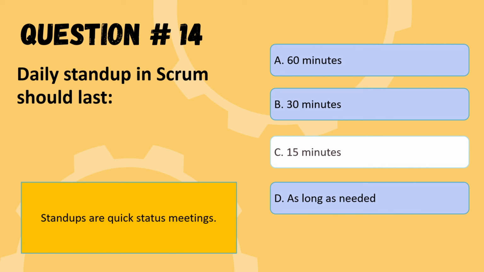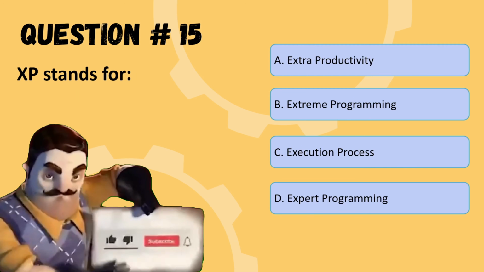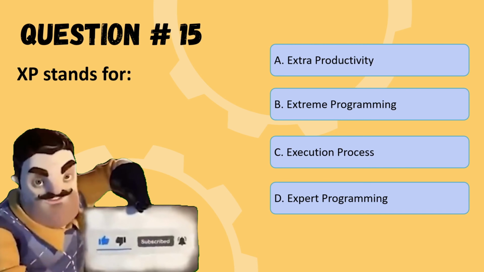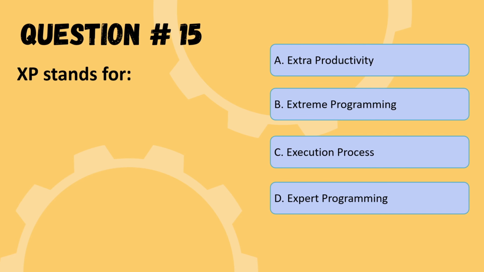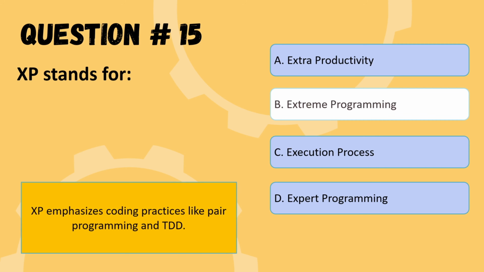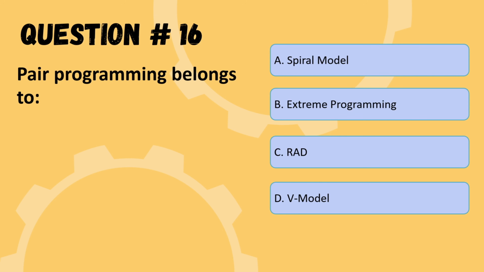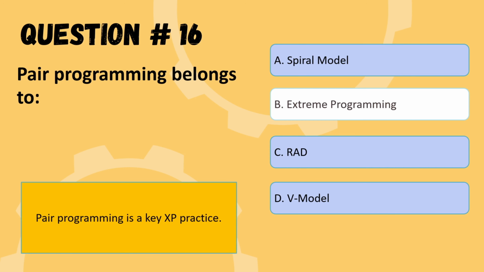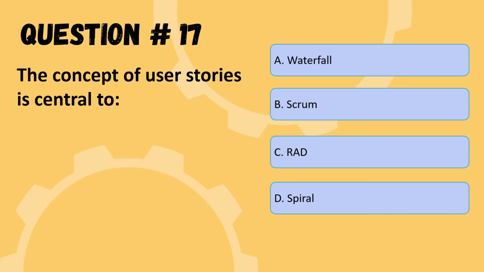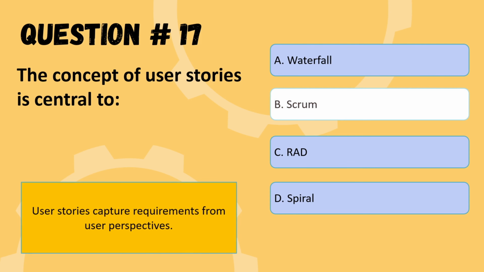So we are moving to the next question. Next question is, XP stands for extra productivity, extreme programming, execution process, or expert programming. So the correct option is extreme programming. So we are moving to the next question. Next question is, pair programming belongs to, options are spiral model, extreme programming, RAD, or V model. So the correct option is option B, extreme programming. So we are moving to the next question. Next question is, the concept of user stories is central to waterfall, Scrum, RAD, or spiral. So the correct option is Scrum.